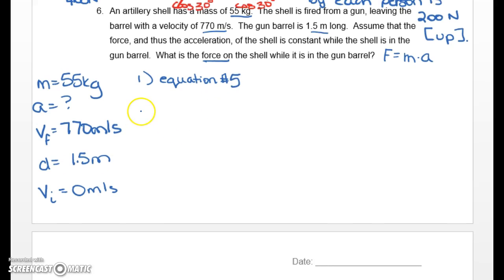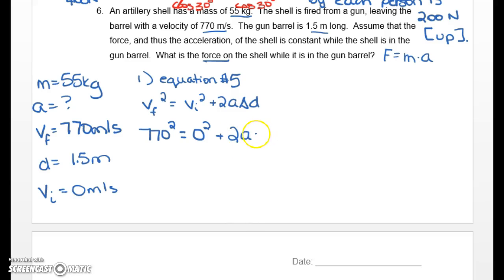That equation is: final velocity squared is equal to initial velocity squared plus 2 times acceleration times the change in distance. So we're going to plug in our values. Our final velocity is 770, and we're going to square that value. Our initial velocity is 0, so we have 0 squared, plus 2 times our acceleration, which we don't know, so we'll leave that as a, times the distance of 1.5. I'll put this in brackets here.